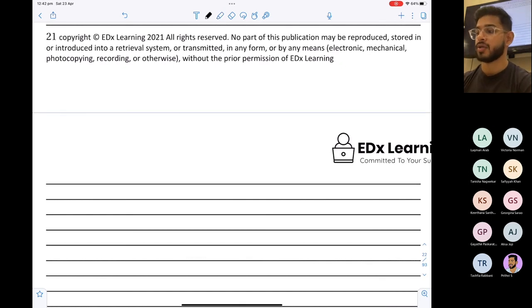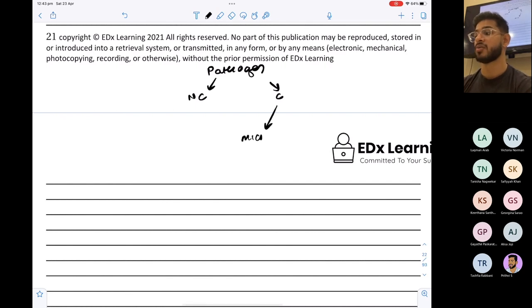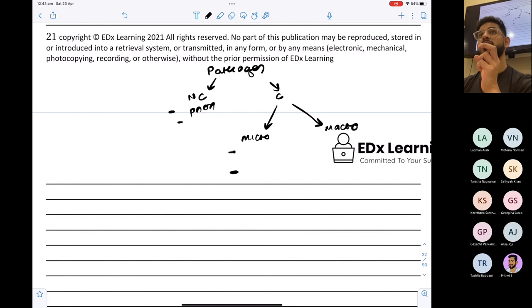Okay? So in your head, pathogens can be divided into non-cellular or cellular. Make sense? When they're cellular, they can be divided into micro and macro. You can see it. Good. So far, we've gone through micro and non-cellular. Non-cellular is your prions. What else is non-cellular? Virus. Very good.